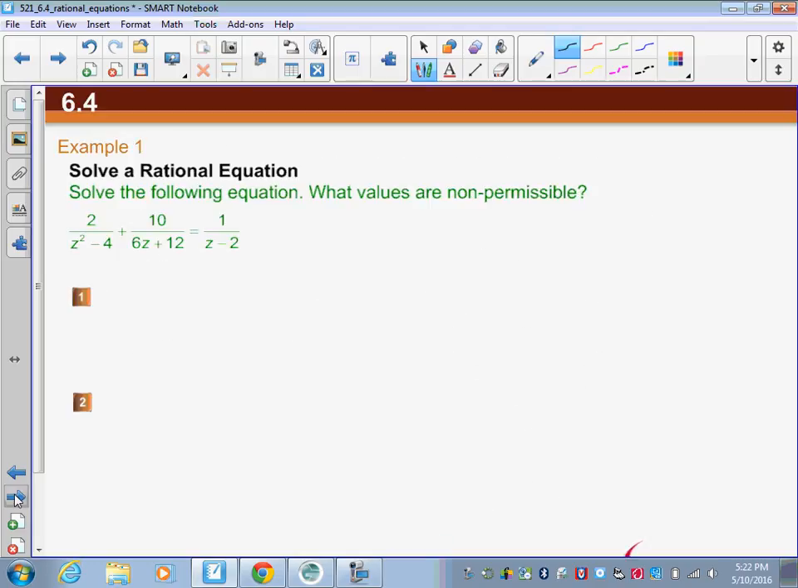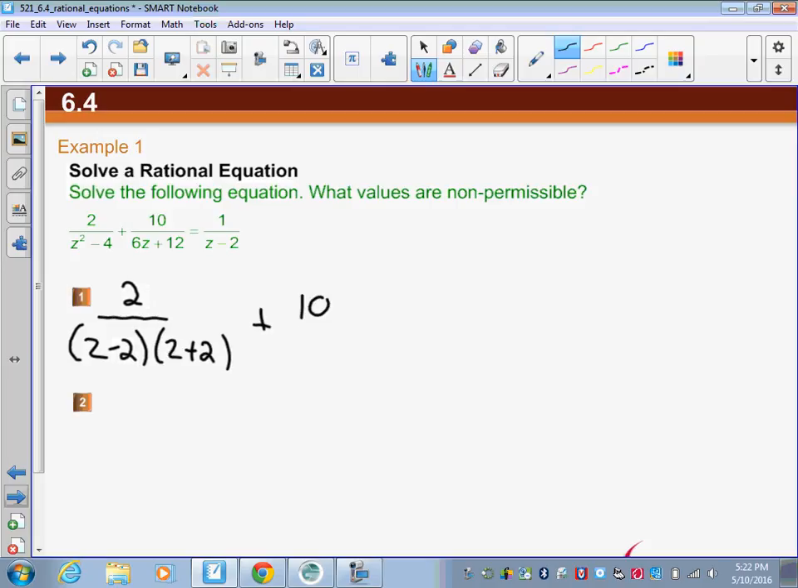All right, so let's try this one, example number 1. Remember, the first step is to always factor your denominators to find the common denominator. So as I'm going through, I'm looking for the different types of factoring. This first denominator is difference of squares. Z minus 2, Z plus 2.